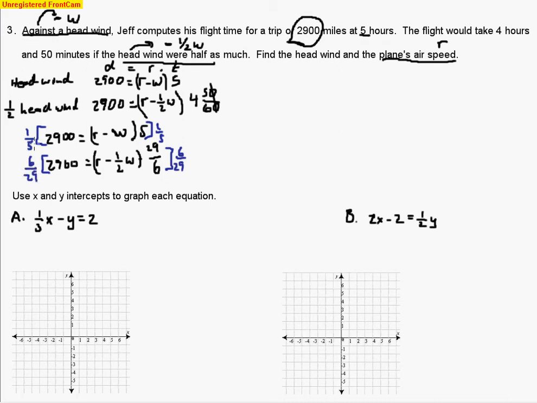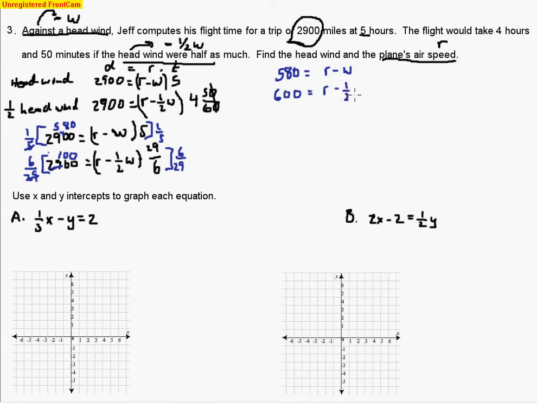When I divide 5 into this number, I know it goes in there because 5 goes into any number that ends in a 0. So 5 goes into 29 5 times, and we're left with 4 left over, so 5 goes into 48 times, and then I have to bring down the 0. So I now have 580 equals R minus W. Now this one's even easier. 29 goes into 2900 100 times. 6 times 100, multiply these two numbers, and that's how I'm getting 600 equals R minus 1/2 W.